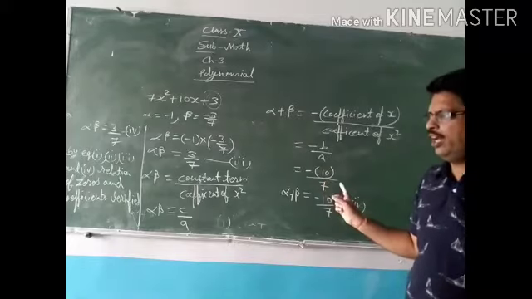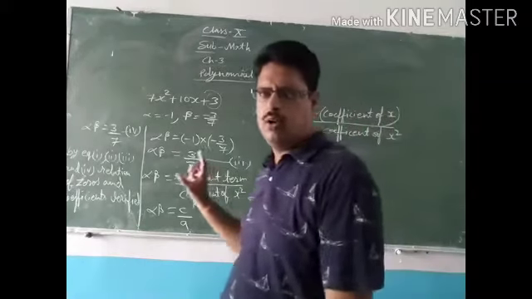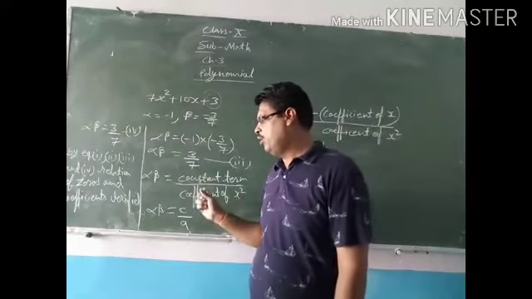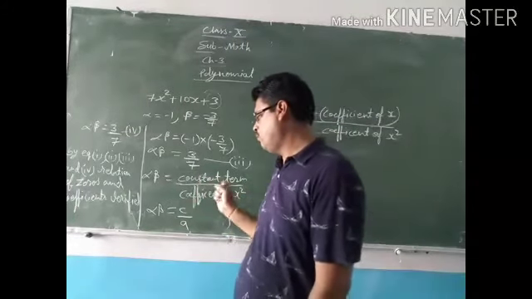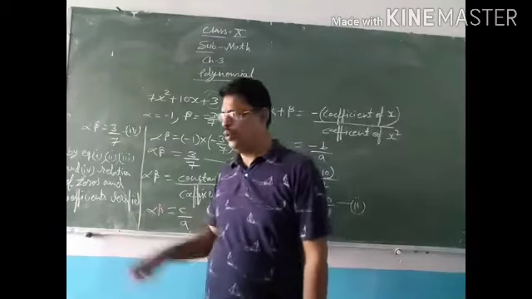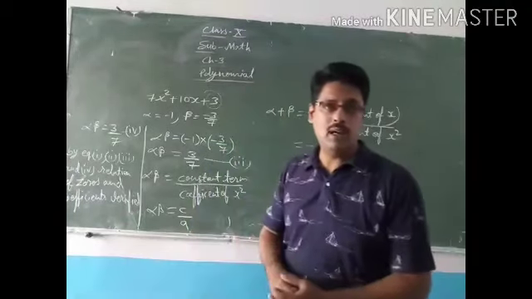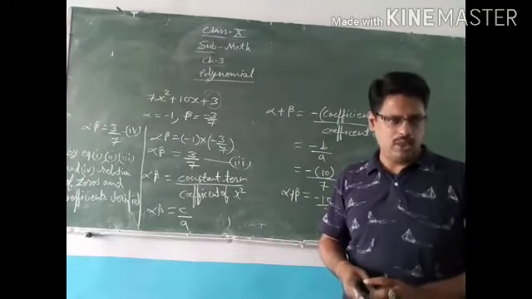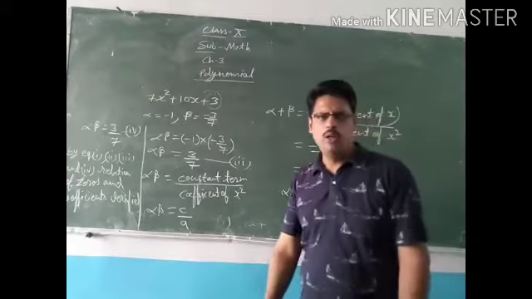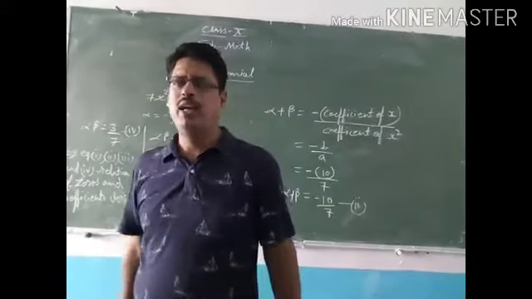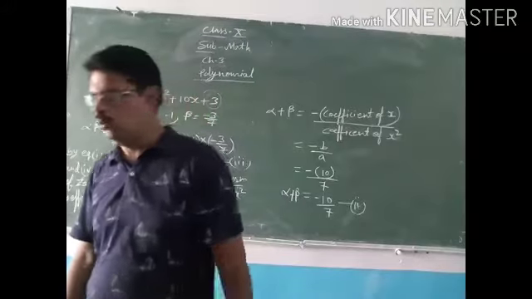So the relation of zeros and coefficients is verified, and the same for the product of zeros also we have done: constant term upon coefficient of x square, that is c upon a. We put the values and the same answer comes, that means this relation has been verified. So did everybody understand? I hope you understood this question nicely, and now we can start our exercise also.